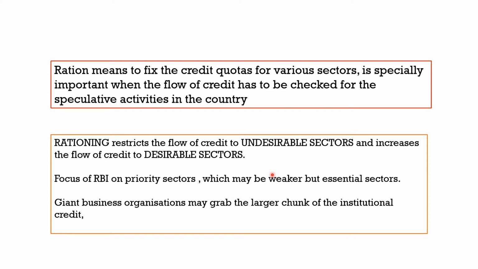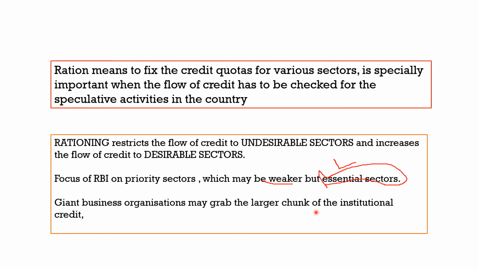Similarly, there is not a blanket ban on any sector. It is the choice of RBI to be favorable to the desirable sectors and to get into difficult terms as regards the interest and subsidy for the undesirable sectors. Focus of RBI is on priority sectors which may be weaker, but essential sectors. So these priority sectors will be very essential for the economy. They may be weaker, but they are very essential, very necessary for the economy as a whole. Giant business organizations may grab the larger chunk of the institutional credit. So it's very simple, right?